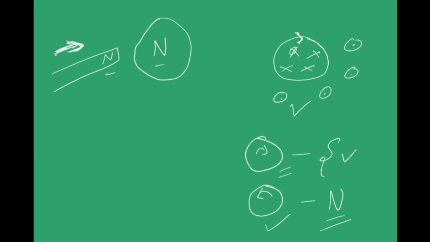So this should be north pole, right? What does it imply? It implies that if this should act as north pole, the current should be in anti-clockwise direction. That's it. Here you got the direction of current.